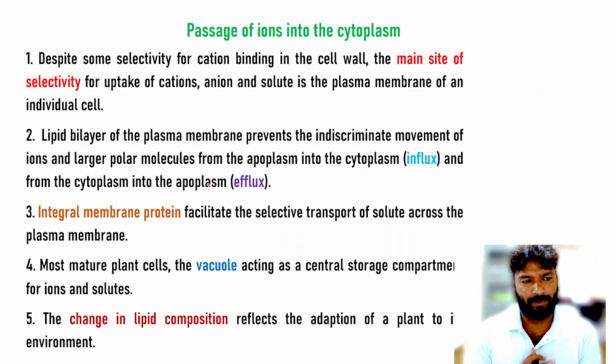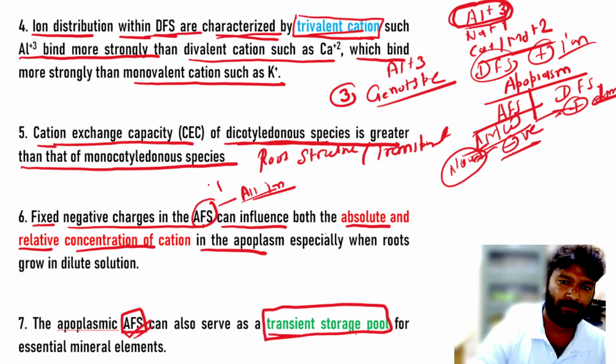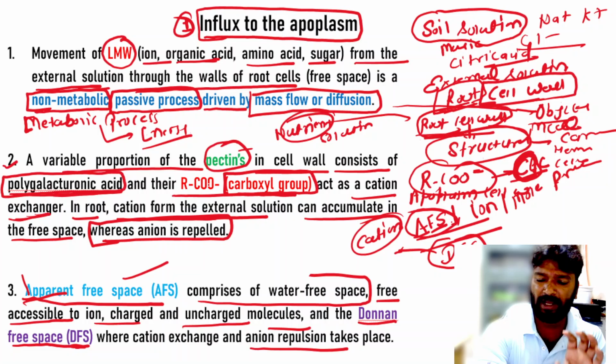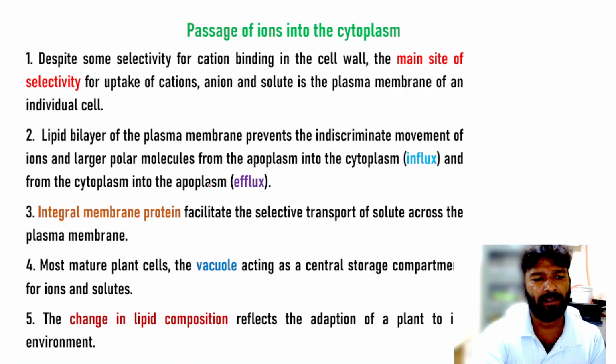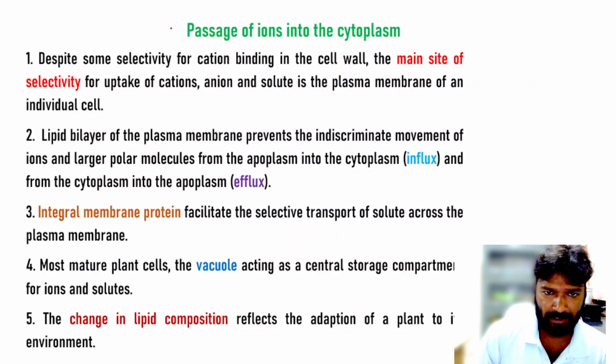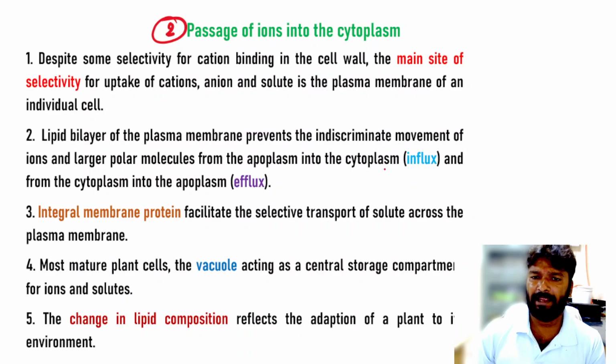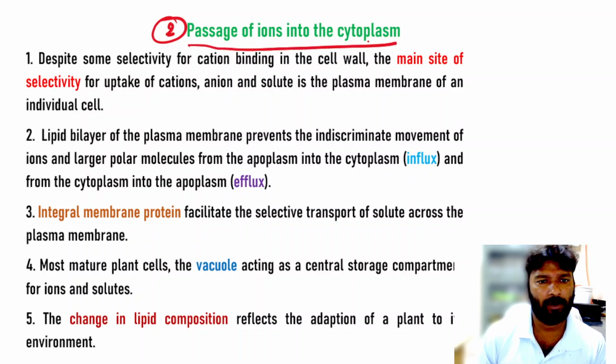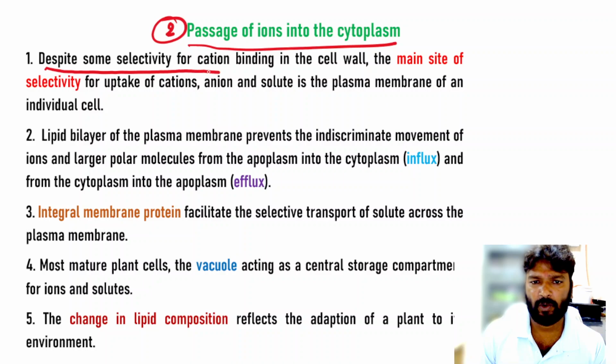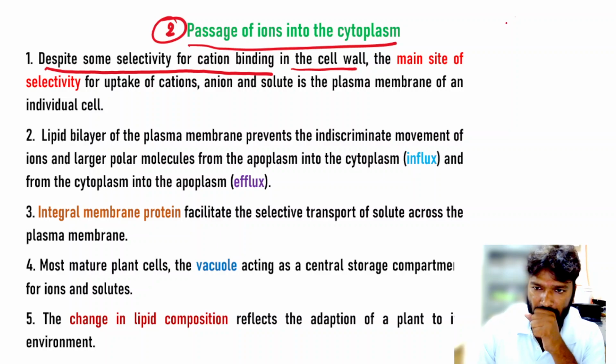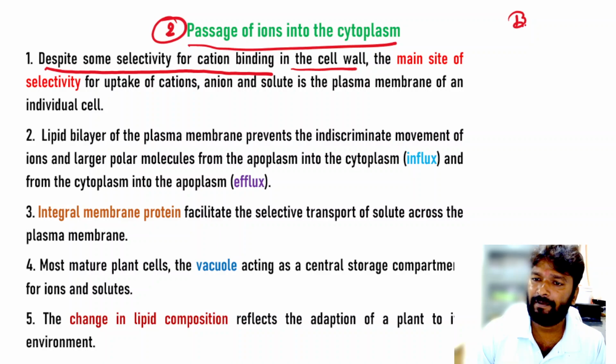Okay, so this is a pathway. Okay, so in this the ions move to the apoplasm. Okay, now the second pathway is the passage of the ions into the cytoplasm. Okay, so despite some selectivity for cation binding in the cell wall, there is only one selection. This is the binding. Okay, means this Al3+ has more binding capacity than the calcium, like that.